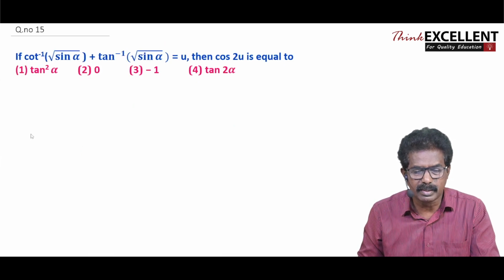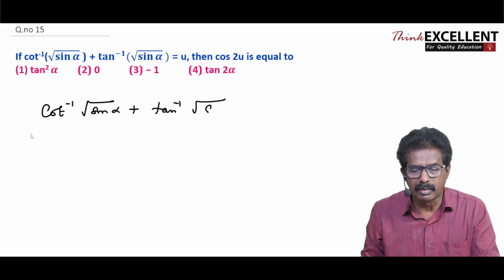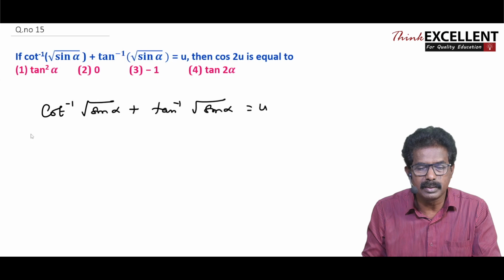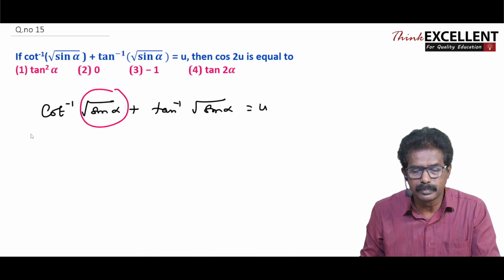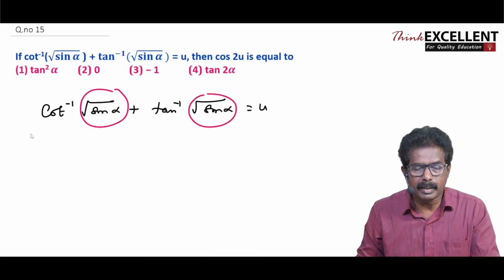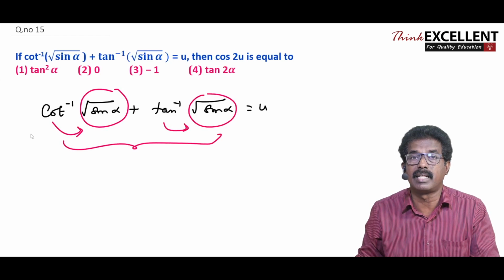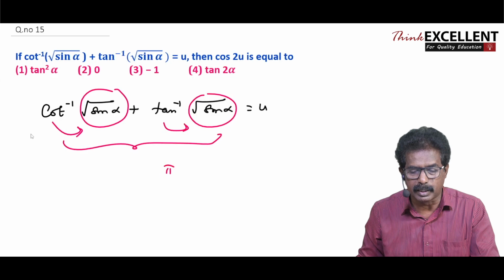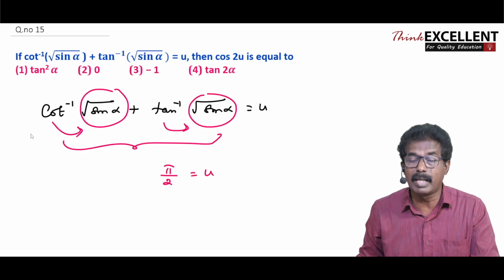Cot inverse root sine alpha plus tan inverse root sine alpha equal to u. Please listen here, both are the same. This is of the form cot inverse x plus tan inverse x, which means it is the pi by 2 property, right? Pi by 2 equal to u. So u value is pi by 2.